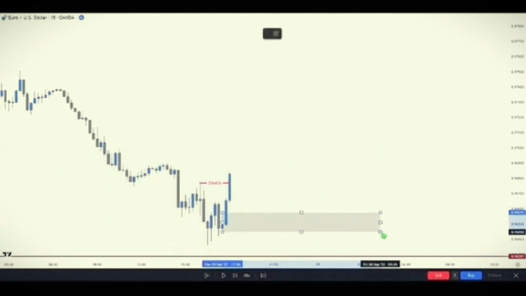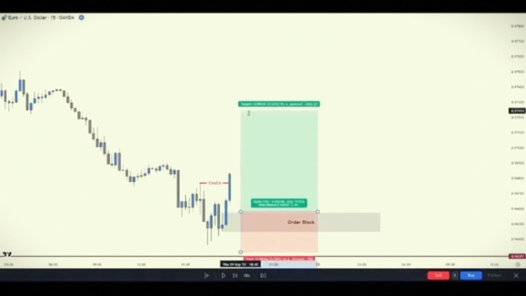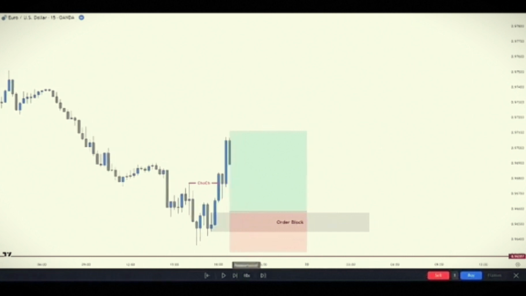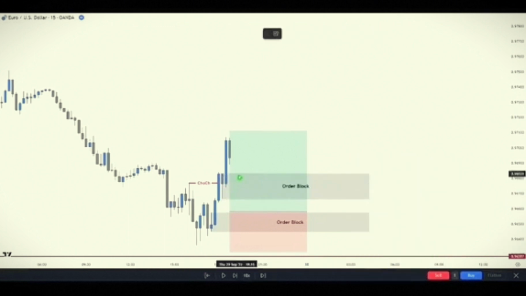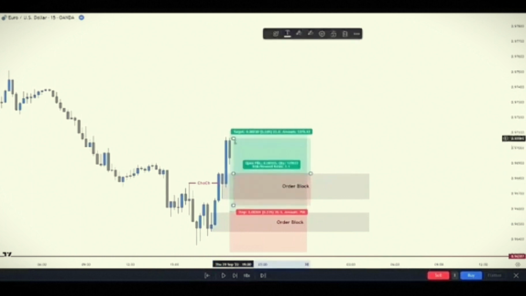This movement has created fair value gaps, so we'll use the first trading model. We'll place a buy order a bit above the order block and set a stop below the recent low. Now, the market has given us another trading opportunity without triggering the first trade. There's a fair value gap and another order block, so we'll place another buy order without canceling the first one.